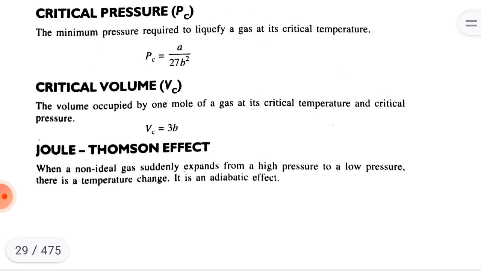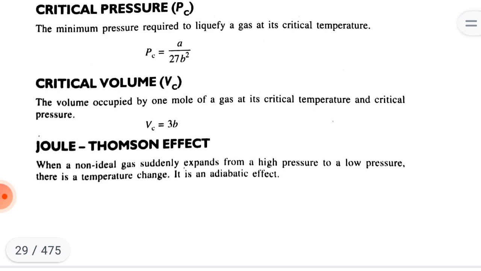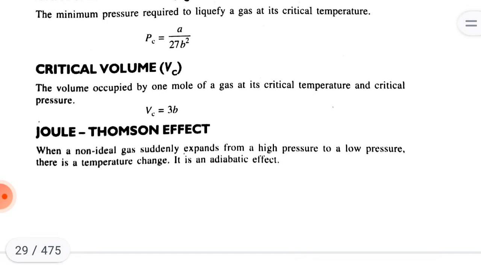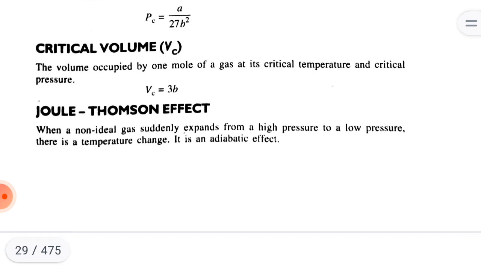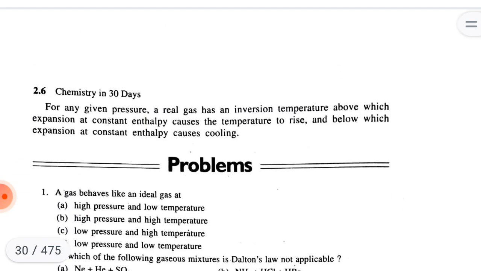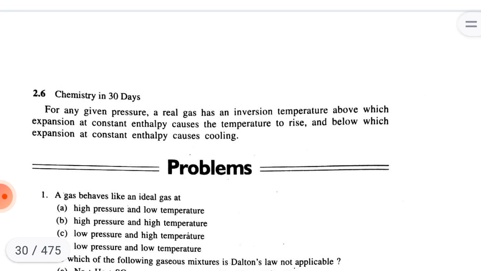Joule-Thomson effect. When a non-ideal gas suddenly expands from a high pressure to a low pressure, there is a temperature change. It is an adiabatic effect. For any given pressure, a real gas has an inversion temperature above which expansion at constant enthalpy causes the temperature to rise, and below which expansion at constant enthalpy causes cooling.